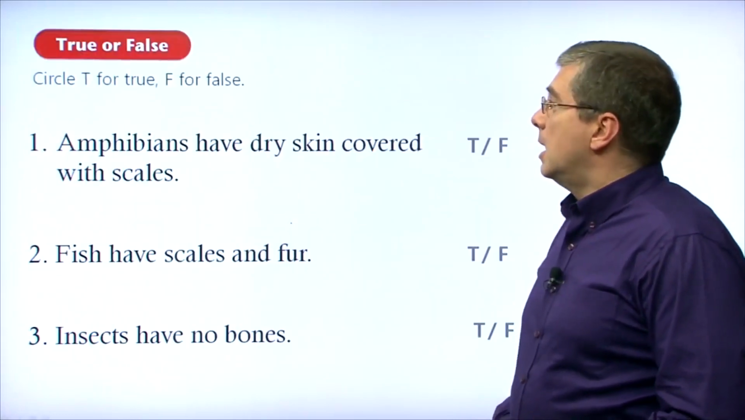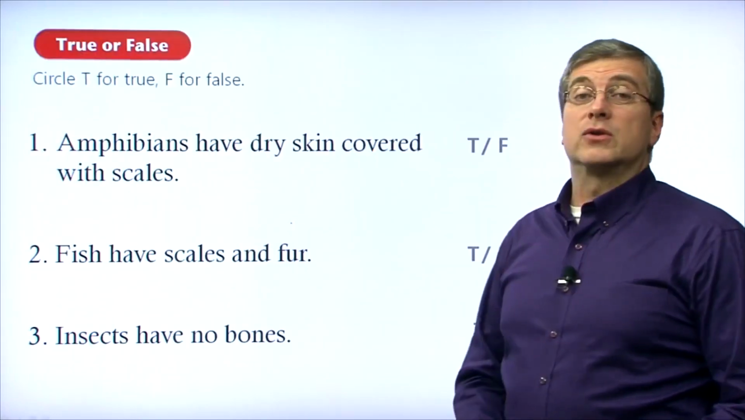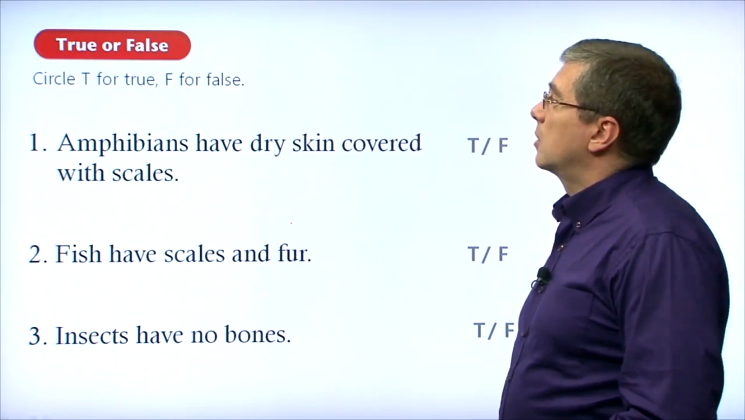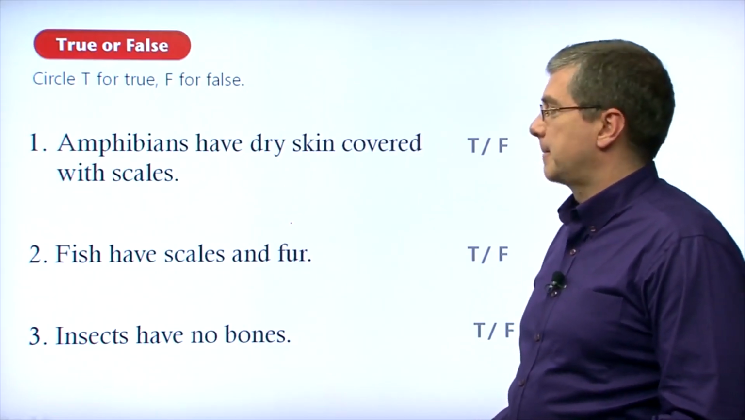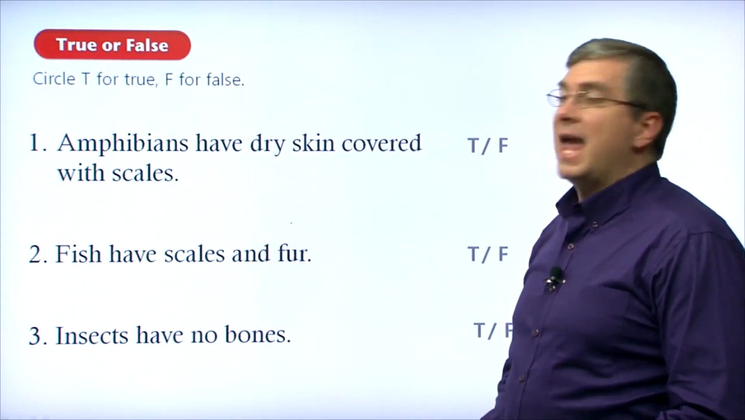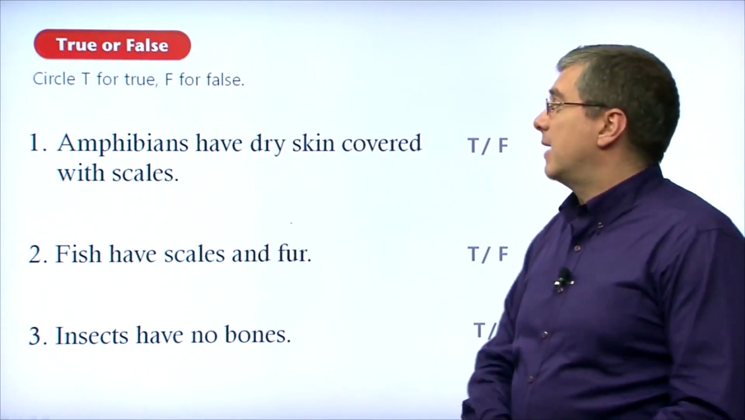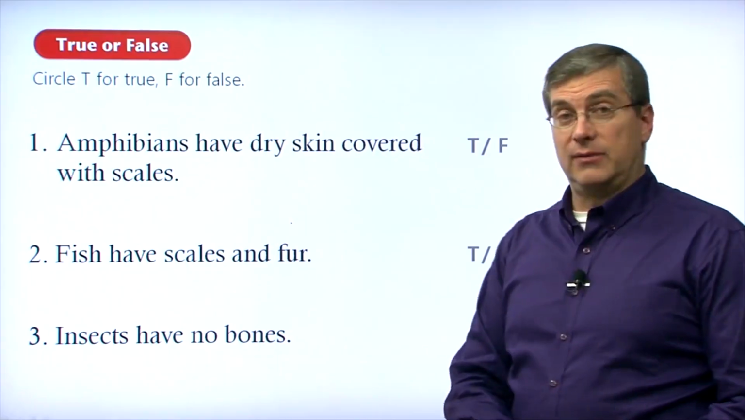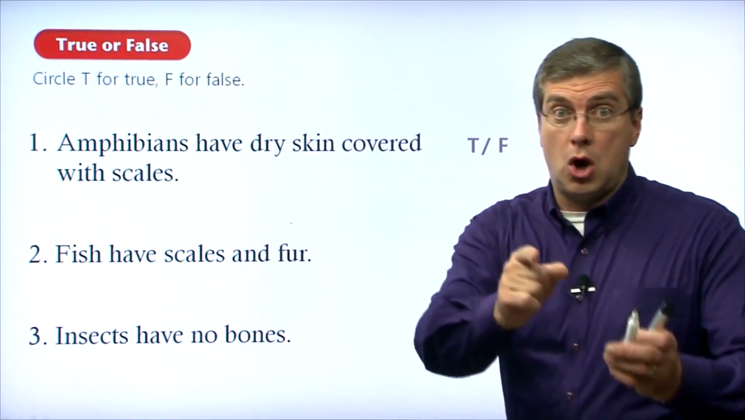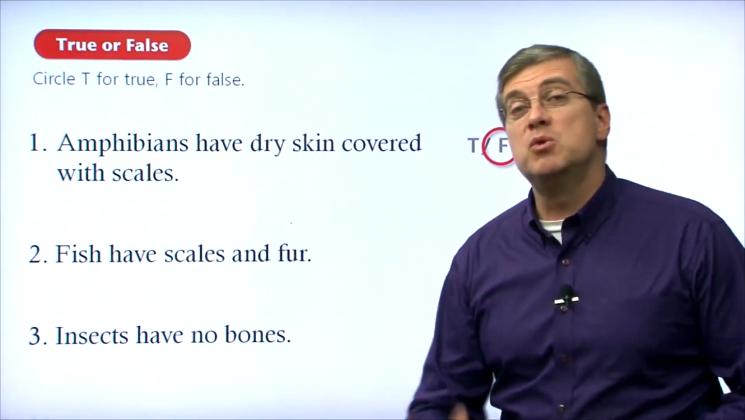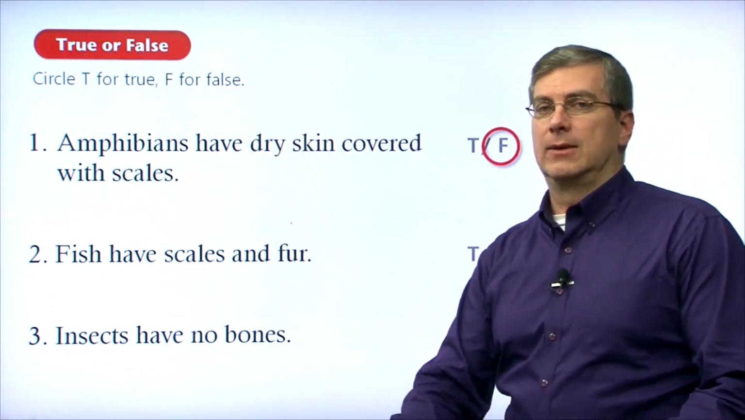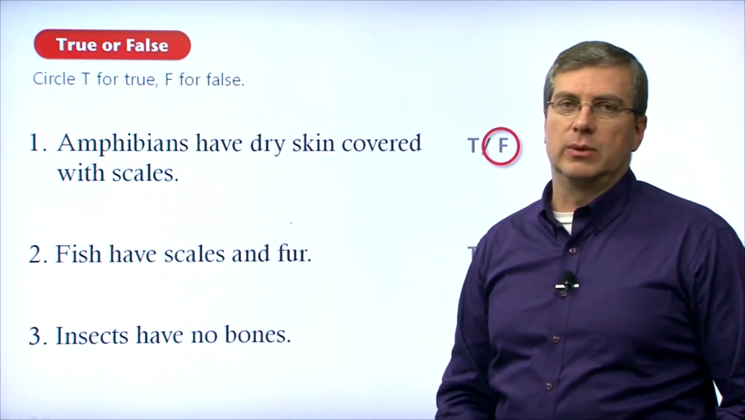Okay, let's go over the true-false questions. We have true or false, circle T for true, circle F for false. Our first sentence. Amphibians. Do you remember amphibians? Amphibians have dry skin covered with scales, right? Wrong. I hope you chose that this is false. Amphibians have smooth, wet skin. They don't have dry skin covered with scales.